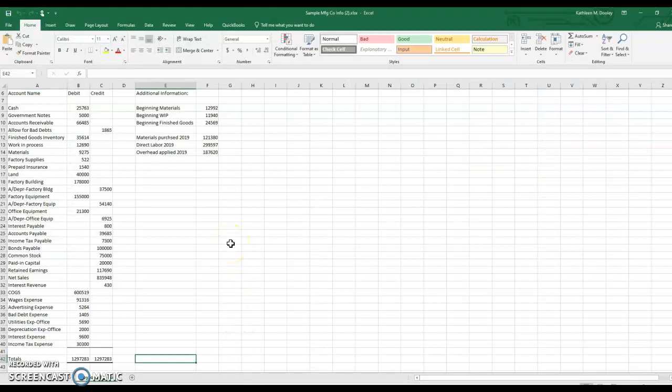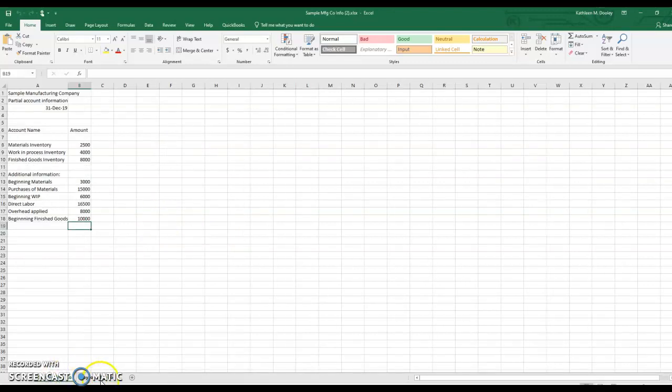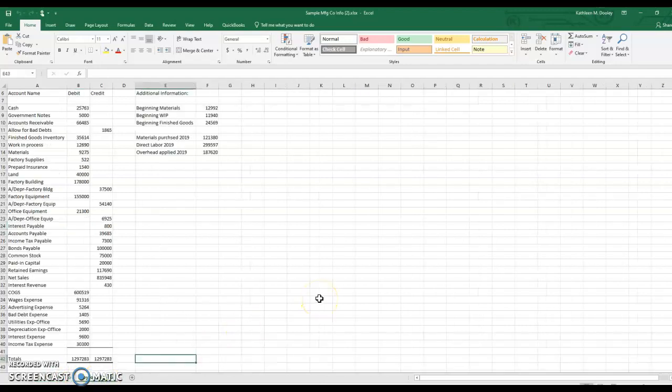These numbers are all coming from the Excel sheet that was posted in the content tab. We had the sample manufacturing company on the first tab, and here's the Toy Joy. Here's their end of the year adjusted trial balance. So a lot of the numbers that we're going to be looking at come from there, such as the ending finished goods inventory, the ending work in process, and the ending materials inventory are all there. The sales, etc. is there. And we have some additional information on the right.